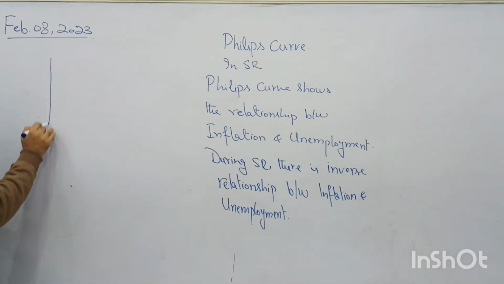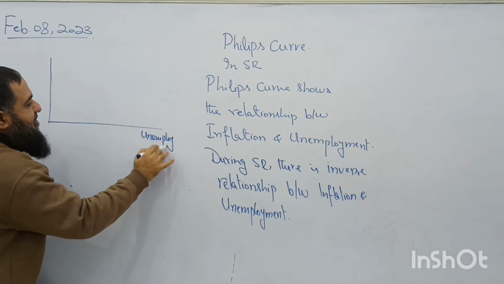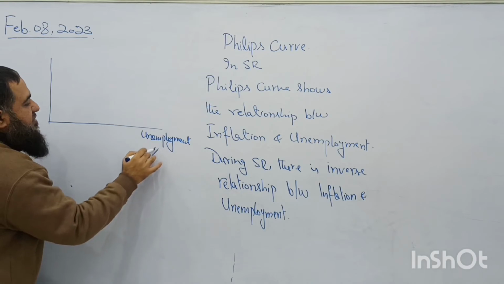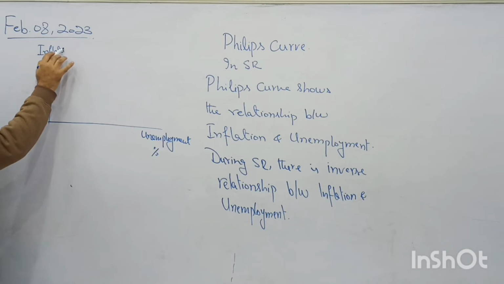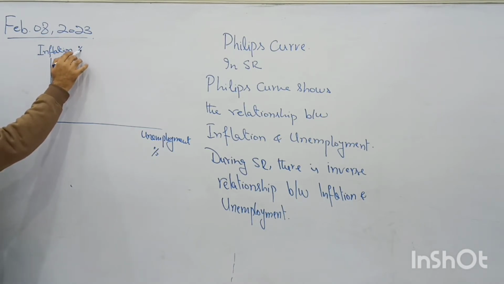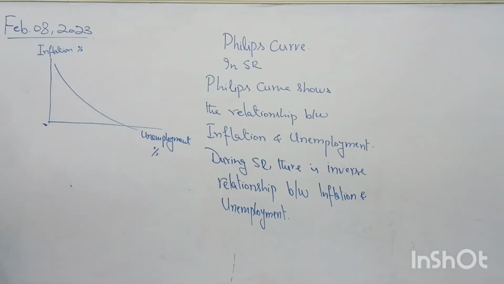So here I am drawing the Phillips curve. Here I am taking unemployment in terms of percentage and here inflation rate, inflation in terms of percentage. So this is how we say, this is a Phillips curve. Whenever there is more inflation, there is less unemployment. Why? More goods are demanded by the people of the country, more labor will be hired by the firms.